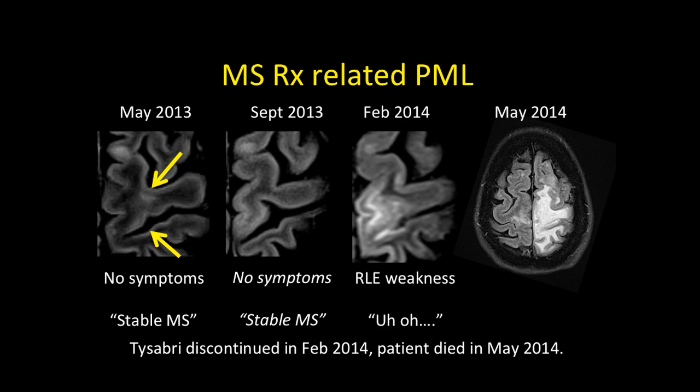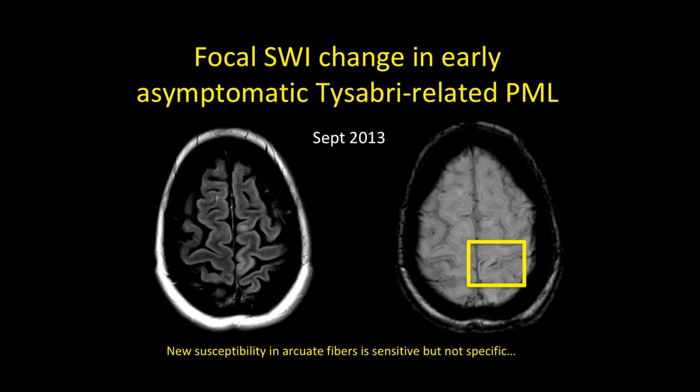But you can see the final MRI, there's just widespread FLAIR hyperintensity in the paracentral region on the left and some extension to the right. And what we now know is that focal SWI change in early asymptomatic Tysabri-related PML can be seen. And this is that same patient from the earlier scan in 2013, where in the yellow box you can see some subcortical SWI hypointensity that really should tip you off when you see this in an MS Tysabri patient, that this could be developing PML. And you could save somebody's life if you call this.